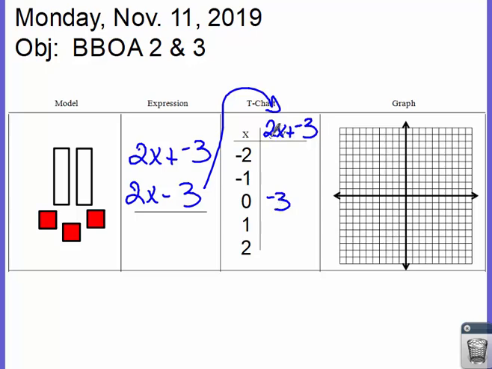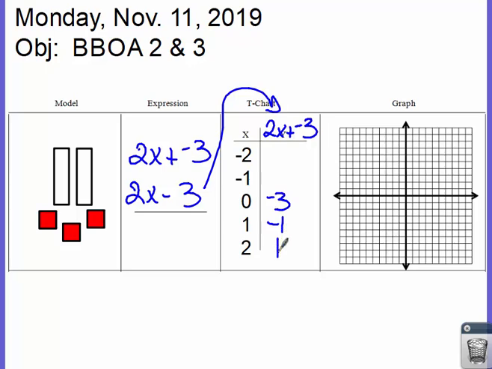Now this 2, which we call our slope, is the number that we count by. If we're counting by 1 on the left-hand side, then this slope value tells me what I'm going to count by on the right-hand side. So this says I'm counting by 2's. If I increase from negative 3 by 2, I get negative 1. And if I increase by 2 again, I get positive 1.